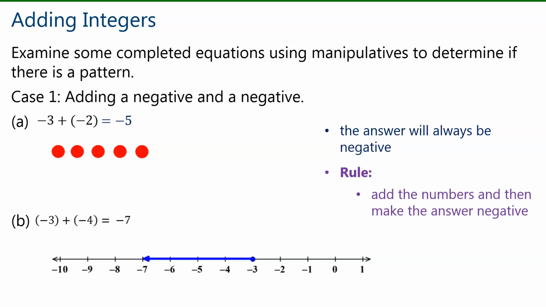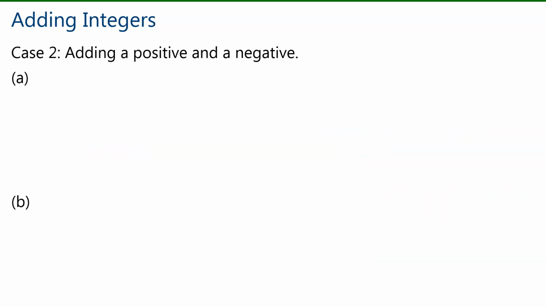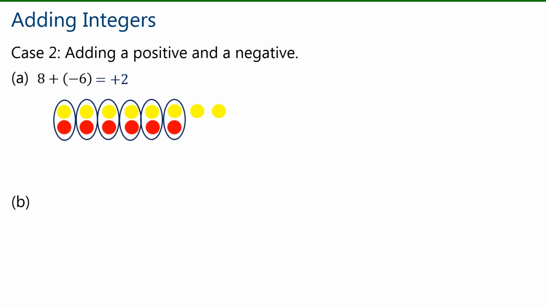So if I look at B, I have negative 3 plus negative 4. Adding 3 plus 4 together gives me 7, and because they're both negative, I make it negative 7. So here we have our first rule for adding integers. Now let's consider this case where we're adding a positive number with a negative number. So here's an example using integer counters where we started off with 8 positive counters and then we added 6 negative counters. We ended up with a positive 2.